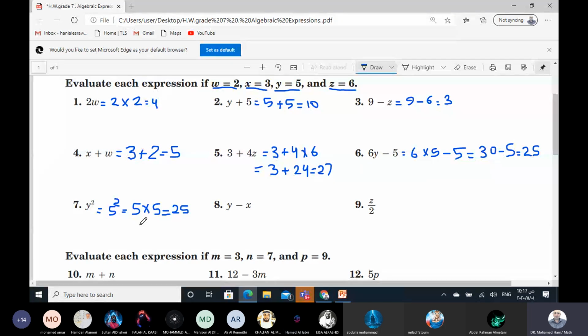Yes, mister. Great. Now we have here y minus x. The value of y will be 5 minus the value of x will be 3. Now 5 minus 3 will be 2. Number 9. We have z over 2. The value of z will be 6. And here we have 2. 6 over 2 means 6 divided by 2. 6 divided by 2 will be 3. Who has any question here?